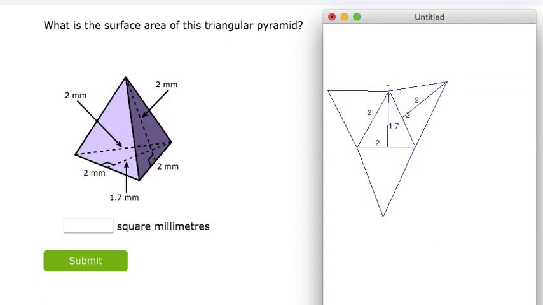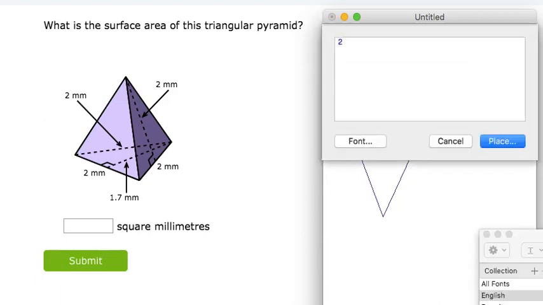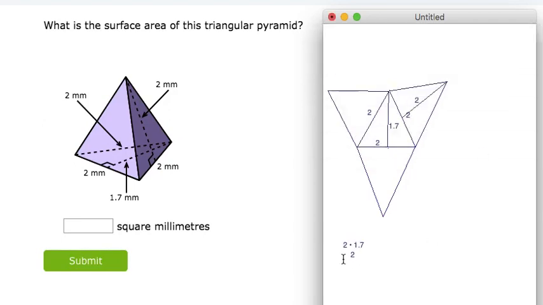We don't actually need to know how long these sides are. These aren't equilateral triangles. Doesn't really matter. What I need is the information to be able to calculate the area of the base and to calculate one of these triangles, which I can then multiply by 3. So the area of this triangle at the bottom is going to be 2 times 1.7, and then since it's a triangle, I'm going to divide it by 2. This is the area of the base, 2 times 1.7 over 2.